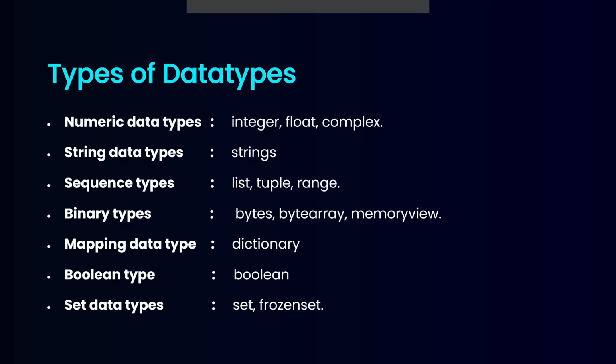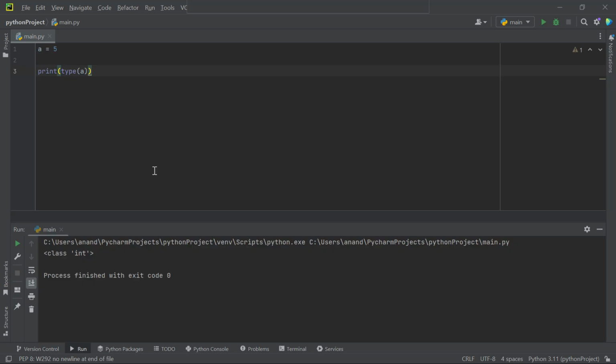And float data types. Float data types are decimal value data types. So if A is equal to 5.8 or 5.58, you can see it's float data type.